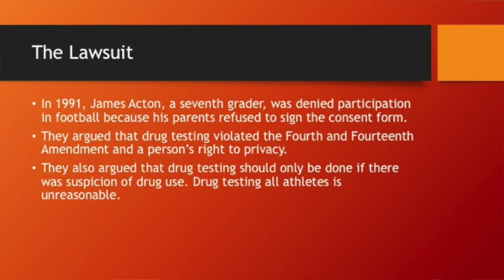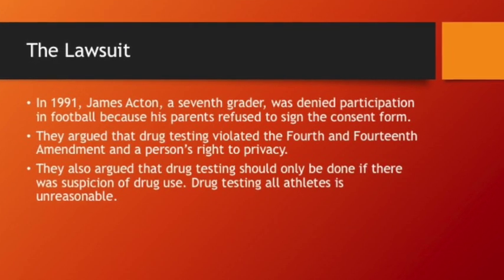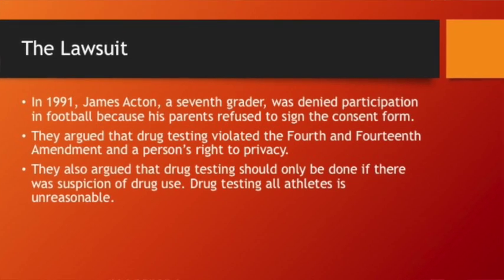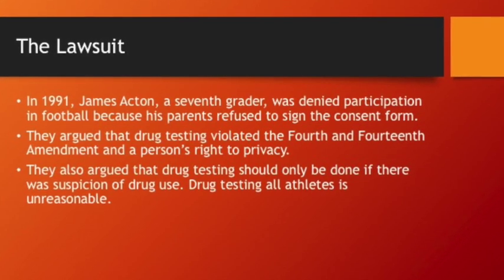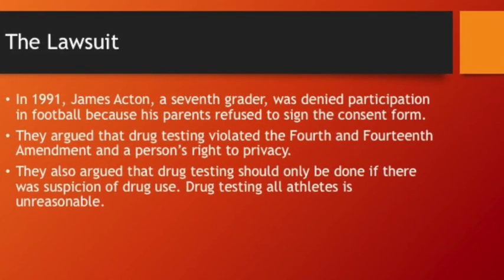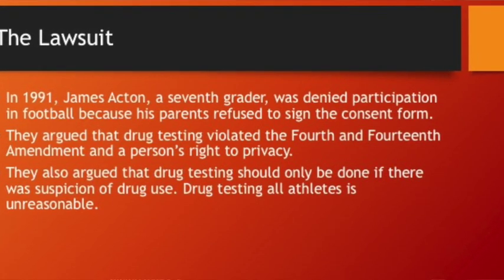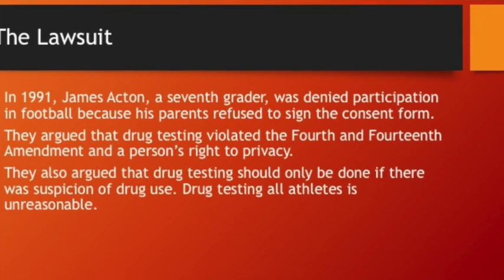The lawsuit itself occurred in 1991 when James Acton, who was then a 7th grader, was denied participation in football because his parents refused to sign the consent form, claiming that the 4th and 14th Amendments and a person's right to privacy were being violated. They also argued that the test should be done only if there was a suspicion of drug use, and that drug testing all athletes was unreasonable. They were also concerned that a person's medical history would be in jeopardy and become public knowledge if drug testing was done.